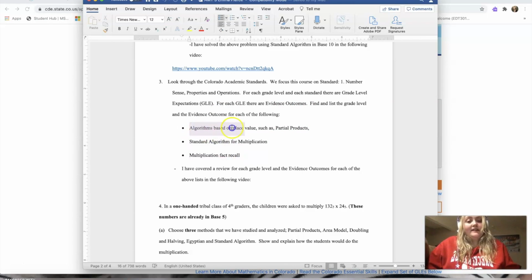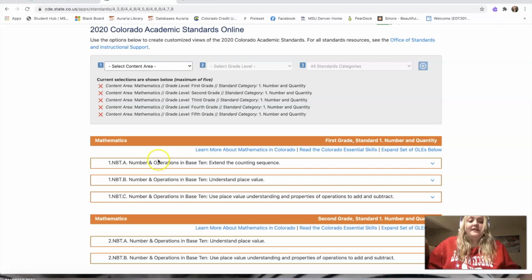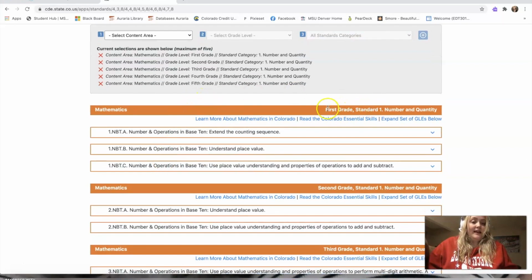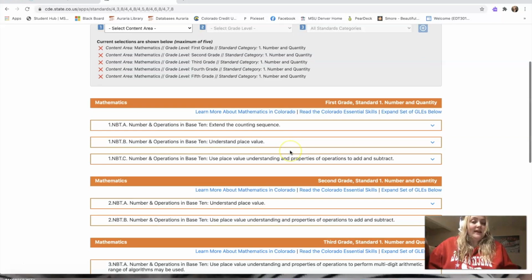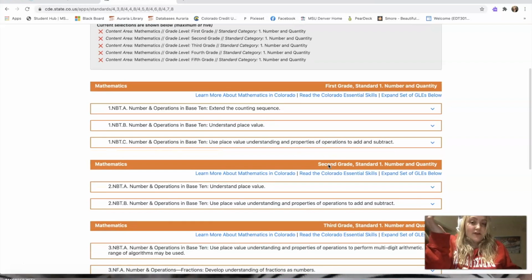So we're going to go ahead and start with this first one, algorithms based on place values such as partial products. I just want to give a little disclaimer that I did not include kindergarten in this research. I began looking at kindergarten when I first started looking at the standards, and it didn't seem like we were dealing with any place value yet, but rather just understanding numbers and counting and the basics of understanding math. So I included first grade through fifth grade.